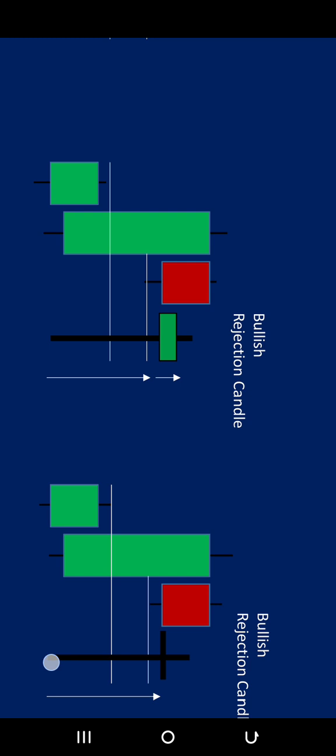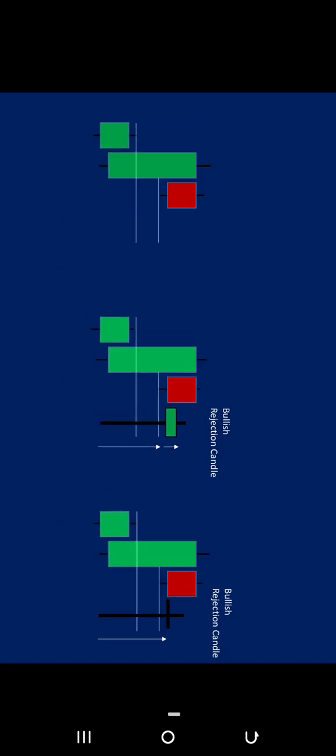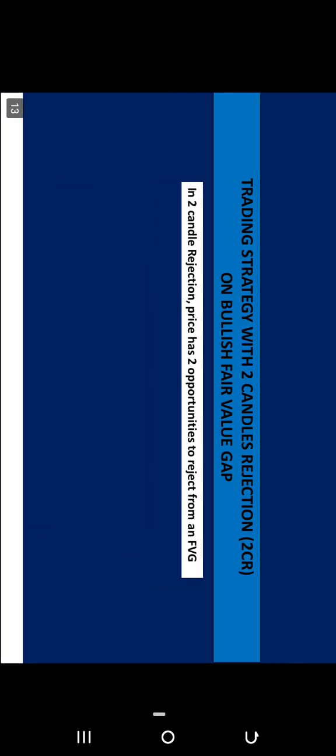This is also a rejection candle. A long wick with no body at all. Okay, there is no body. So it shows that price wants to continue moving upward. So it wants to be moving upward.